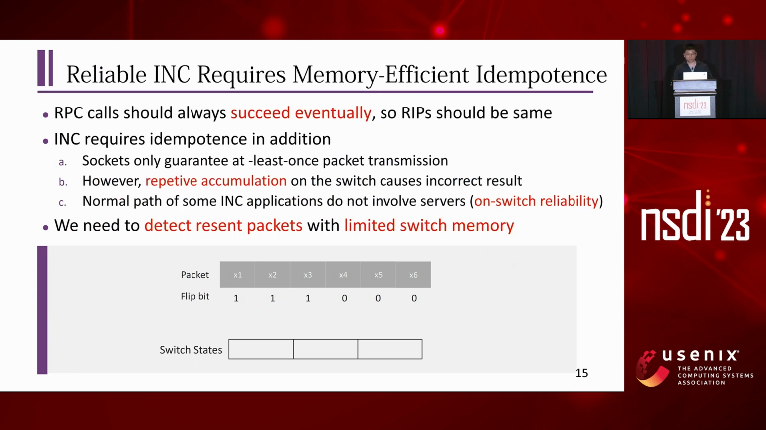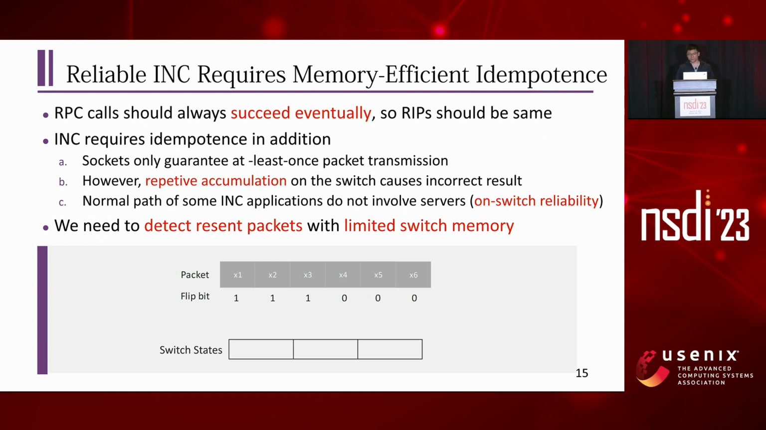And since RPC calls should always succeed eventually, the RPC retries should be the same. And thus, the RPC primitives require idempotence in addition, because we should eliminate the repetitive accumulation on the switch that causes incorrect computation results. And thus, we need to detect resend packets with limited switch memory.